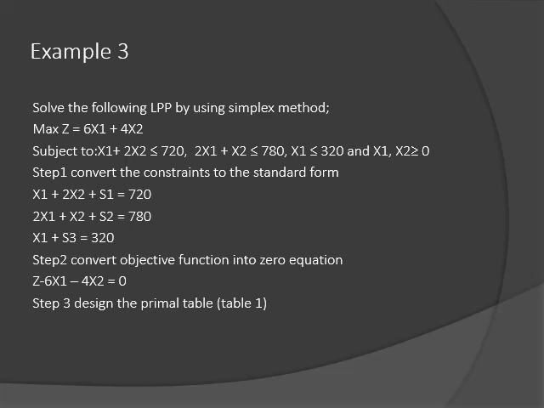subject to the constraints x1 plus 2x2 less than or equal to 720, 2x1 plus x2 less than or equal to 780, and the last constraint is x1 less than or equal to 320, the non-negativity condition x1, x2 more or equal 0. So let's move.